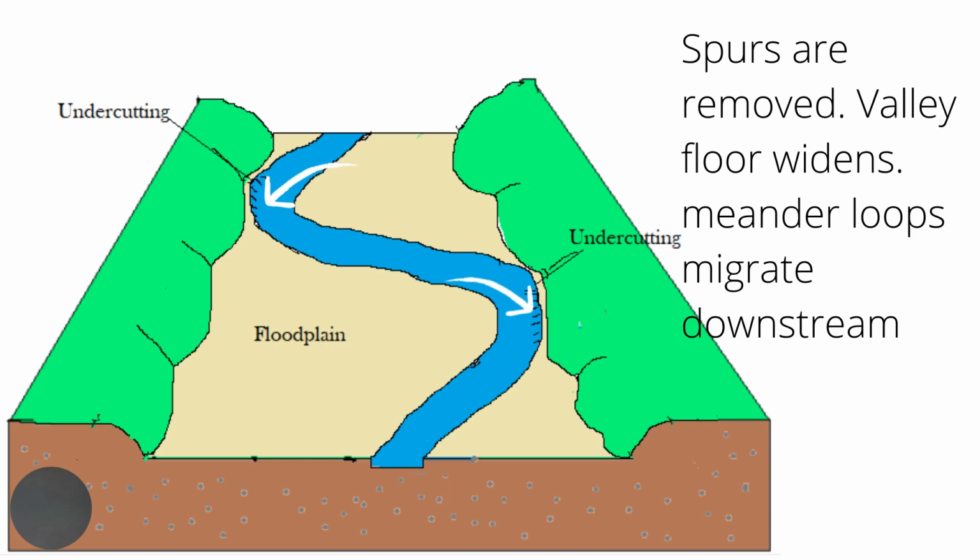So once again, the spurs are removed, and as the spurs are removed, the valley floor will be widened. At the same time, the meander loops will migrate downstream to continue this job. And this is what will create that flat area on either side of the river channel.